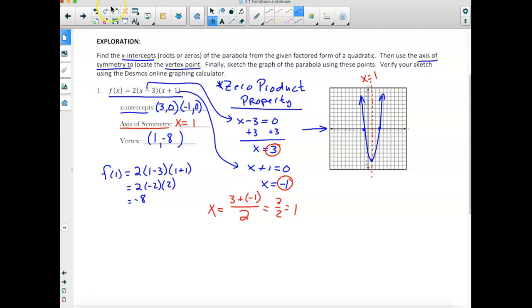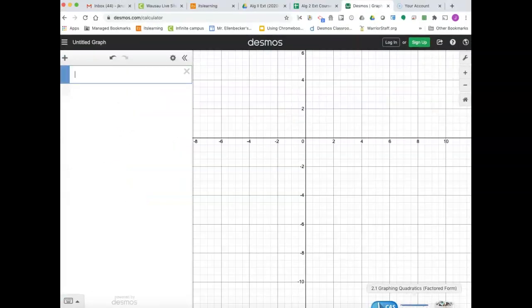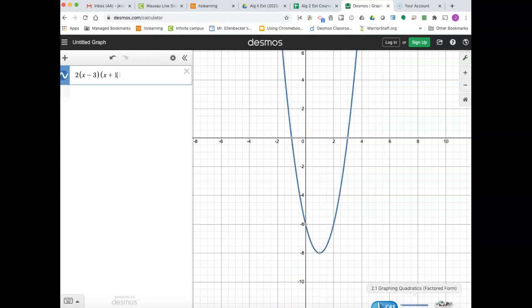And then what you're supposed to do in your homework is verify this graph on Desmos. So I'm going to pull up Desmos, and all you got to do is say 2 times x minus 3, parenthesis, x plus 1, close parenthesis, there's my parabola. Now, here's my vertex. Where is it telling me? Ooh, I got my vertex right. It's 1, negative 8. That x-intercept, negative 1, 0, I believe is what we had. And the next one over here is 3, 0.